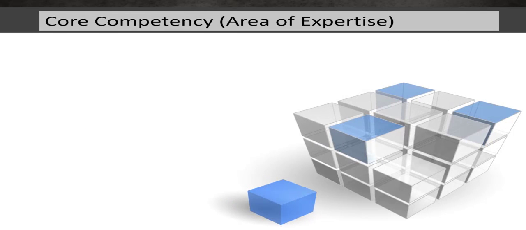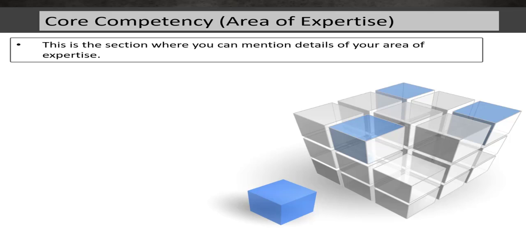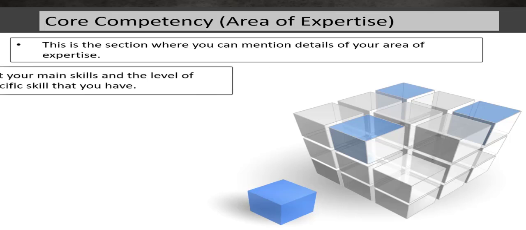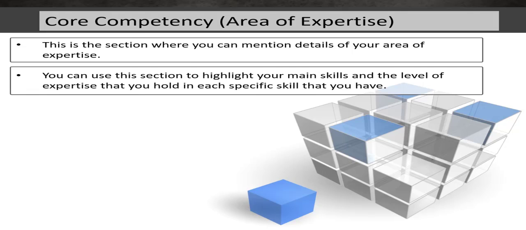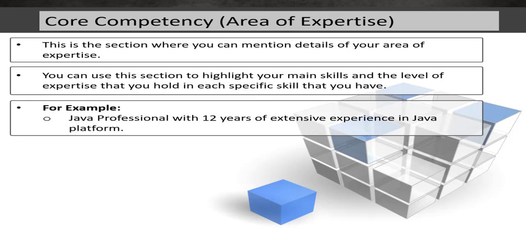Core competency or area of expertise. This is the section where you can mention details of your area of expertise. You can use this section to highlight your main skills and the level of expertise that you hold in each specific skill that you have. For example, Java professional with 12 years of extensive experience in Java platform.